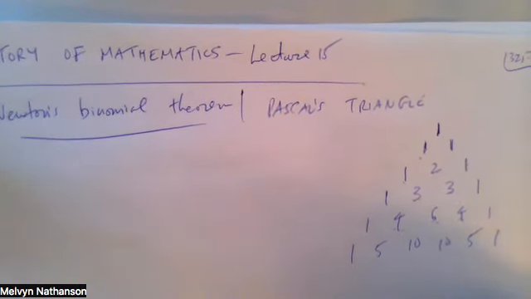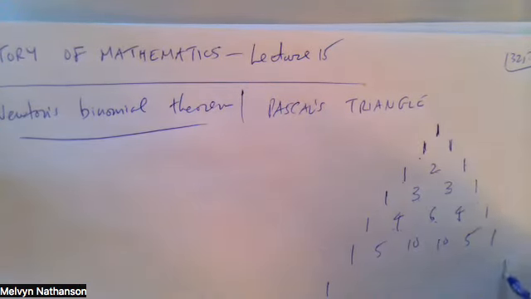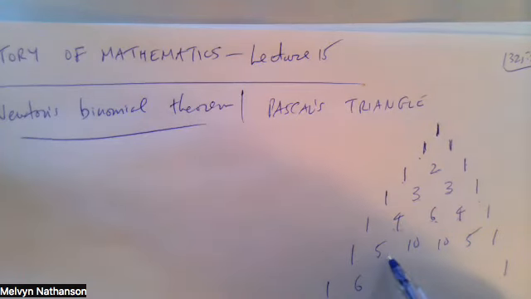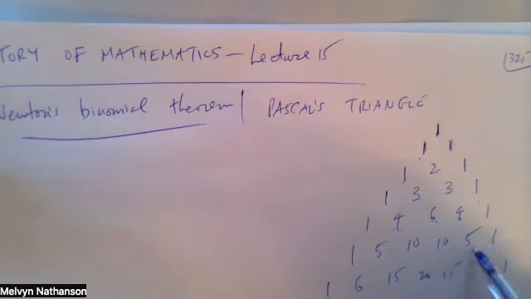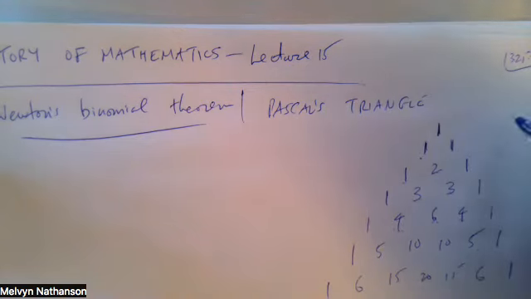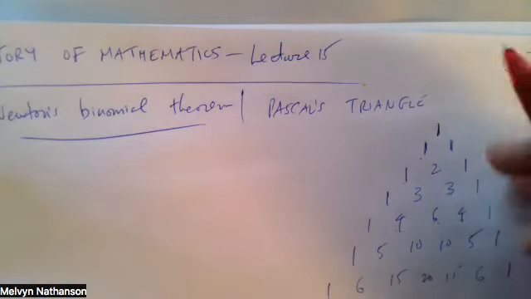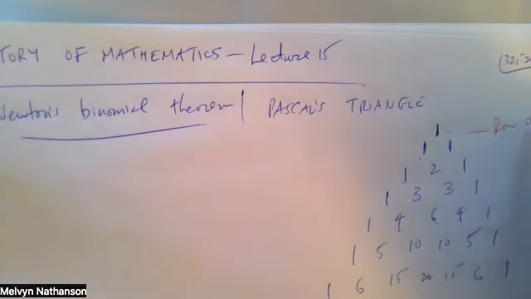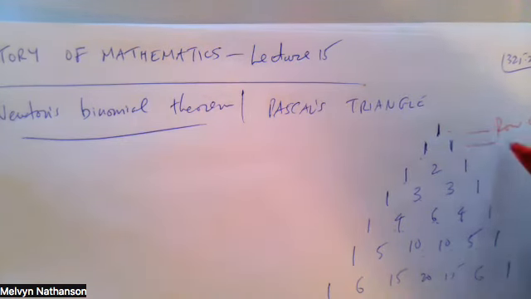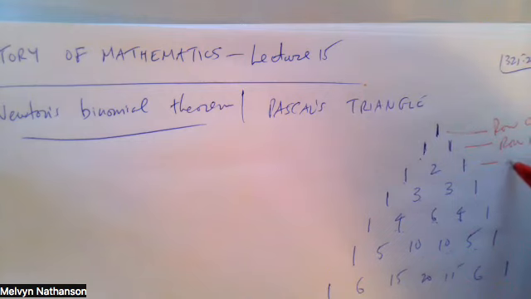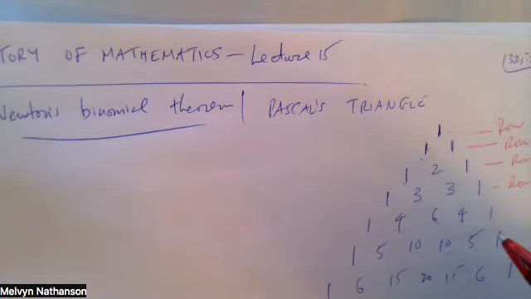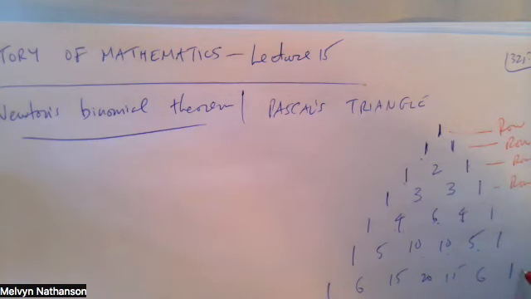And this is so much fun, I'll do another row. In the next row, 1 plus 5 is 6, 5 plus 10 is 15, 10 plus 10 is 20, 10 plus 5 is 15, 5 plus 1 is 6. And the way we enumerate these rows is this is row 0. This is row 1. This is row 2. This is row 3, and so forth. Right? So this is row 6.